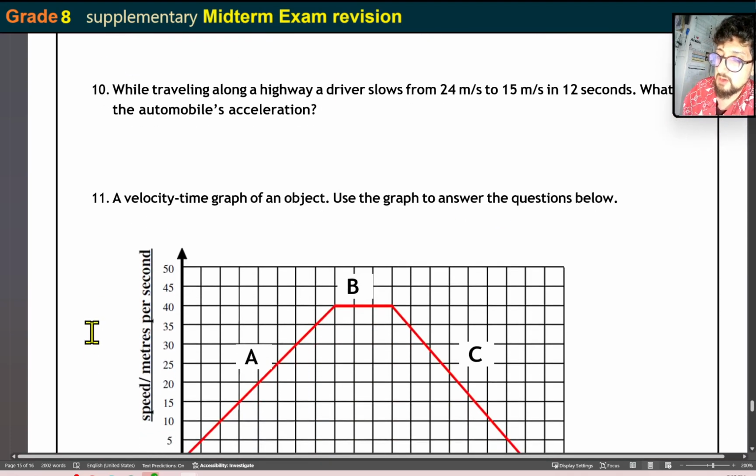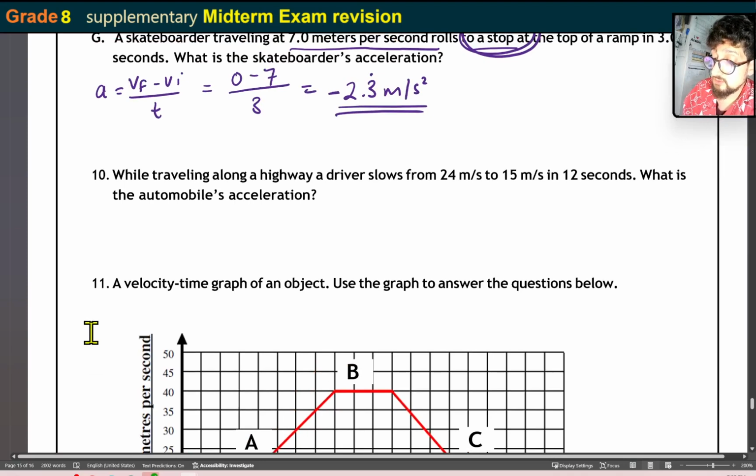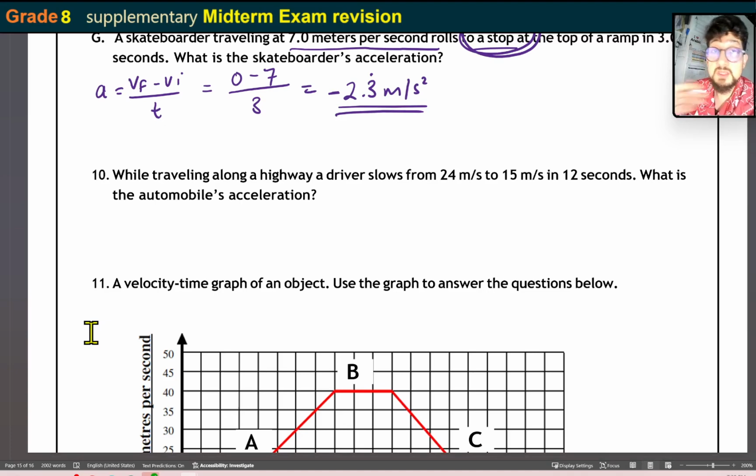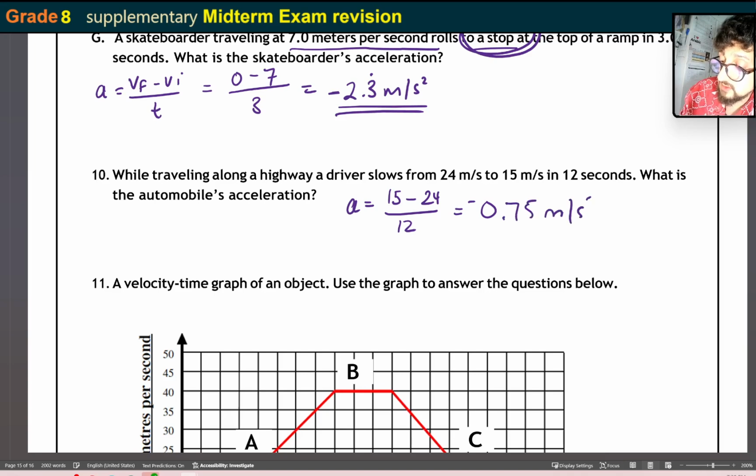While traveling along a highway, a driver slows from 24 meters per second to 15 meters per second in 12 seconds. What is the automobile's acceleration? So once again, before we even start solving it, hopefully you recognize because they're slowing down, it's going to be negative acceleration. So acceleration equals final speed, which is 15, minus 24, so we already have the negative, divided by 12 seconds. So that's going to be minus 0.75 meters per second squared, because we are looking at acceleration.